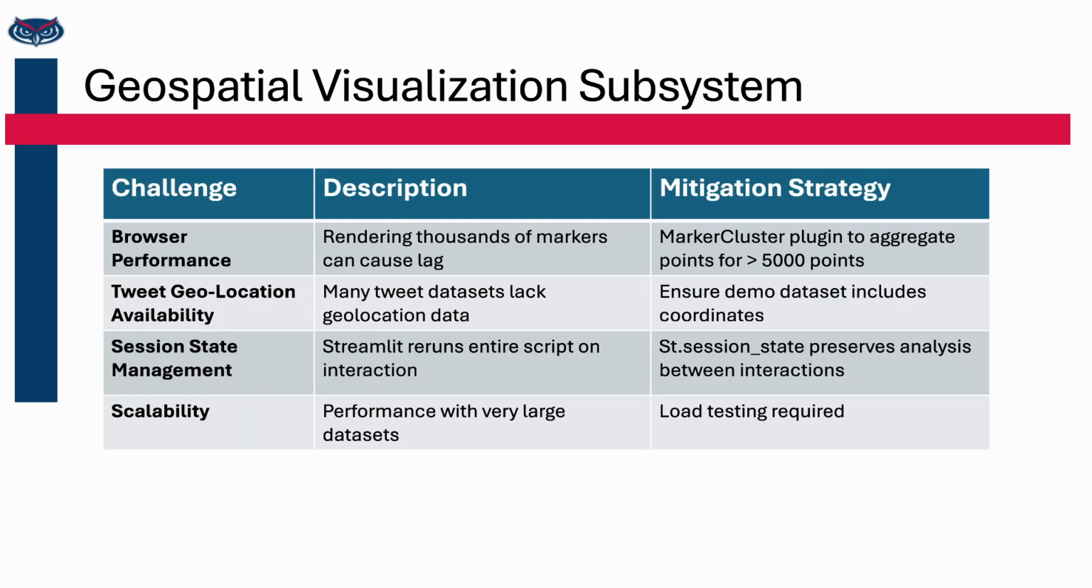Throughout the process, we've encountered multiple challenges. Having thousands of markers can cause lag, so clustering is necessary. Many Twitter datasets don't include coordinates, so we ensured our demonstration datasets did. Streamlit reruns the entire script on interaction, and we fixed that using session state to preserve the analyses. Performance with large datasets is still slow, so we will need more load testing for extremely large datasets. This subsystem completes the pipeline by transforming our processed data into an interactive geographic view.